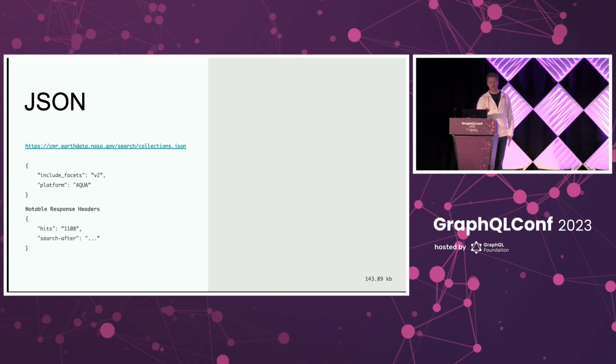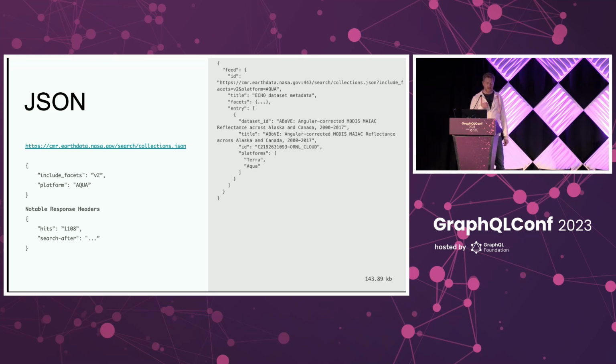Today, JSON. This is our one endpoint. So I'm making a pretty simple REST API call. I'm doing a POST here just for the sake of showing the arguments, not in a long string. So I'm going to include my facets so I can provide that to the users, and I'm going to say, give me the platform Aqua. Now, when I make this request, this is what's going to come back to me.